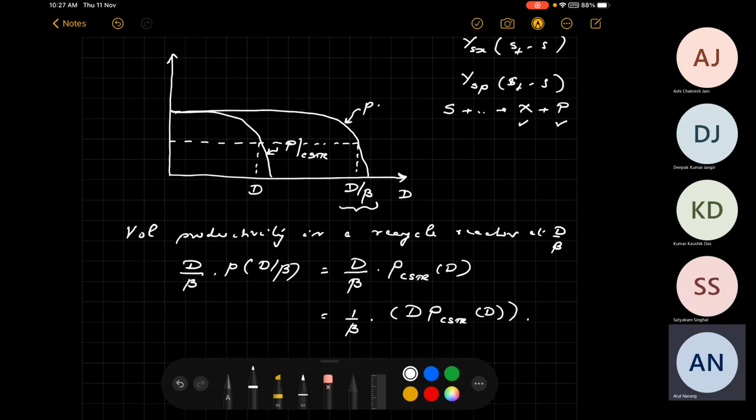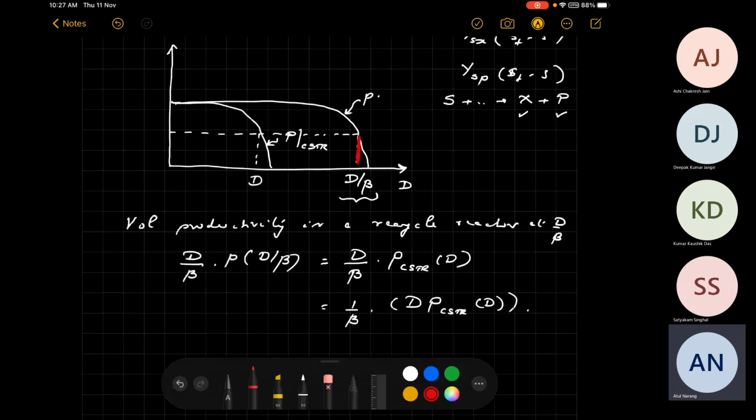So essentially, the volumetric productivity that you will get by operating over here, the region marked with a red line, you operate at a higher dilution rate and you get the same product concentration. So obviously, more product is coming. The flow rate at which the product is coming out is 1 over beta times the flow rate at which it was coming out in a chemostat. So you're obviously getting it at a higher flow rate.